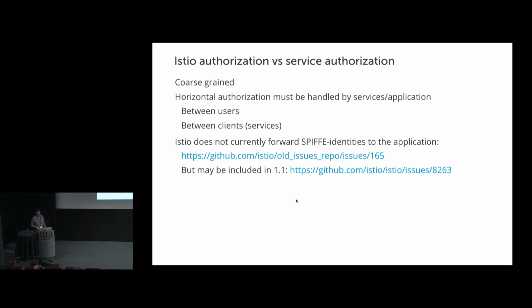and which data to provide. I added this as an issue in the GitHub repo, but that issue repo has now been renamed to old issues repo because they moved all the issues to a new repo, but it didn't move mine. But then someone else actually added a new issue on the new repo, and they're now considering adding this in 1.1, so you can actually get the SPIFFE ID all the way into the application and know who the callers are.